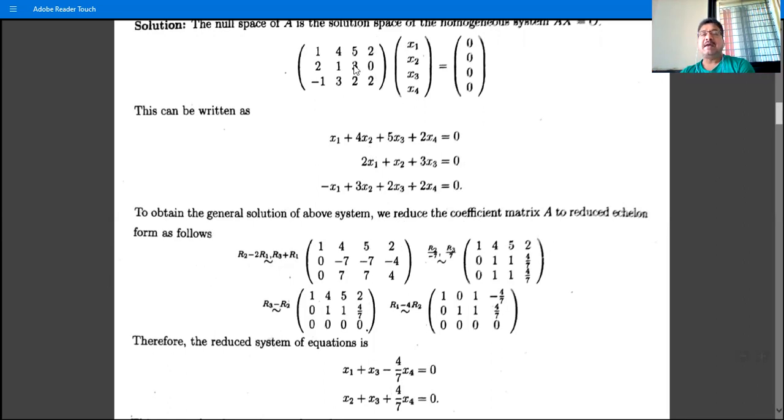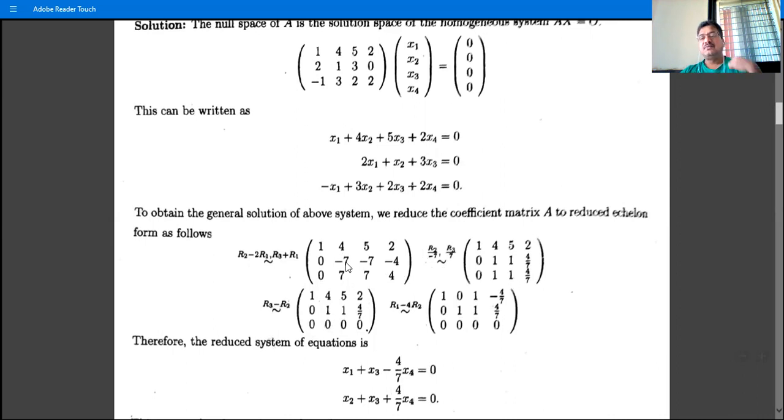Then we have to reduce this matrix to echelon form. We have to reduce this 2 to 0 and this minus 1 to 0. So write the matrix A here and then apply these operations: R2 minus 2 R1 and R3 plus R1. We have this matrix after this transformation. Then we could reduce this minus 7 to 1 by minus 1 by 7 R2, but there is no need to reduce this 7 to 1; it can remain as it is. Then apply R3 minus R2, and then we have this matrix.